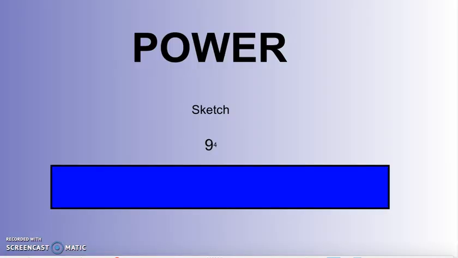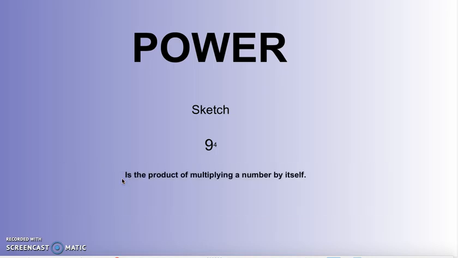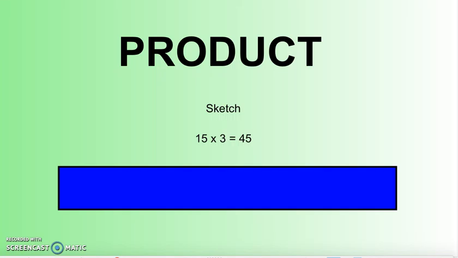Power is our next word, and here's an example, 9 to the 4th power. And what definition is that? Yes, it is the product of multiplying a number by itself. So 9 times 9 times 9 times 9. Nice job.